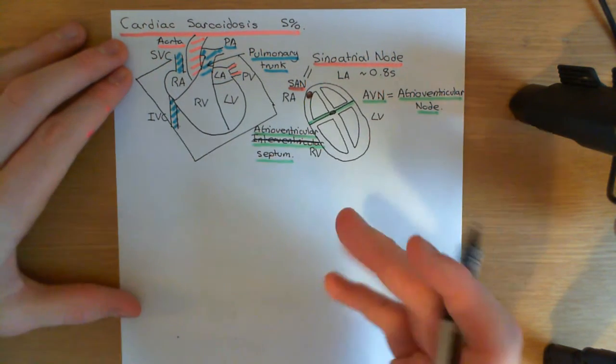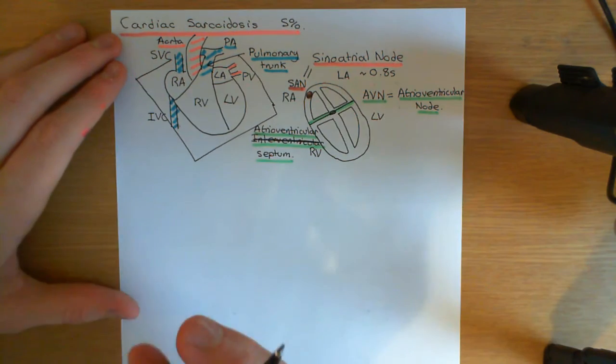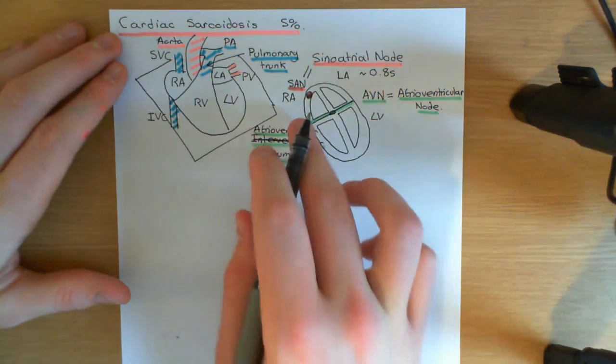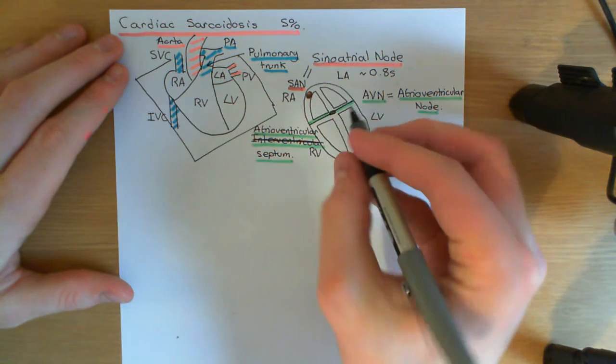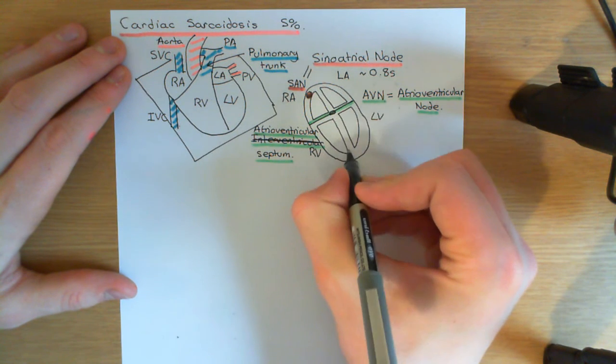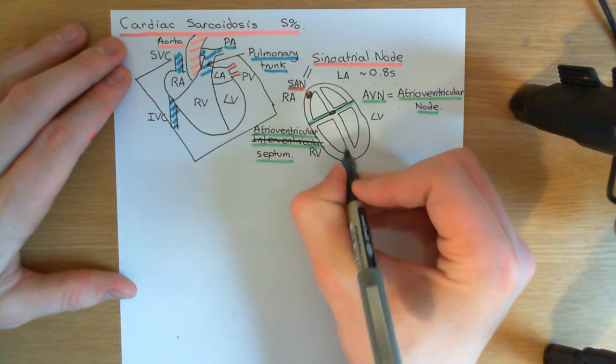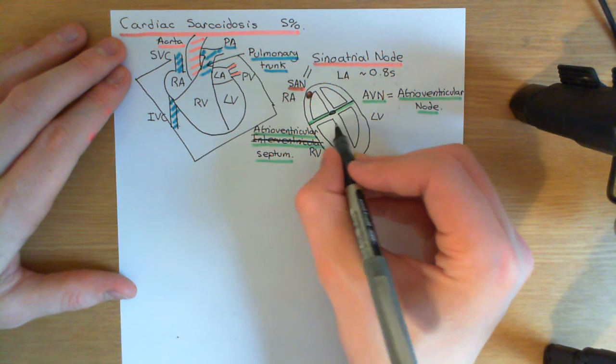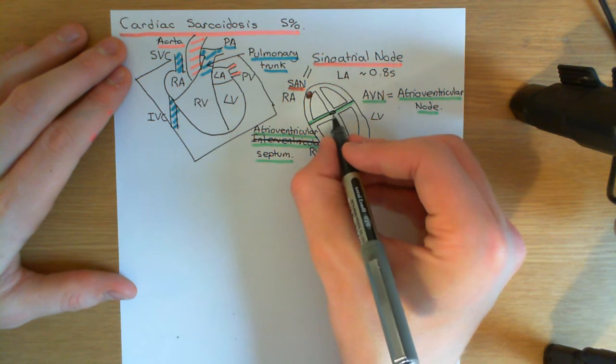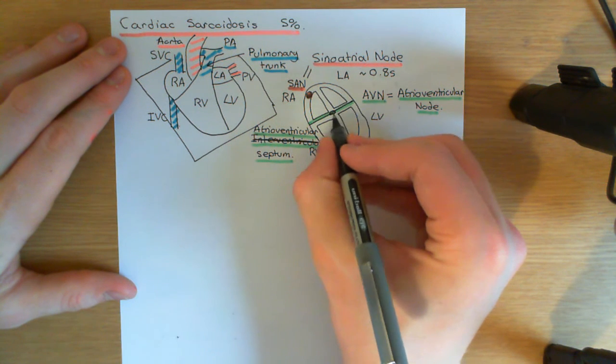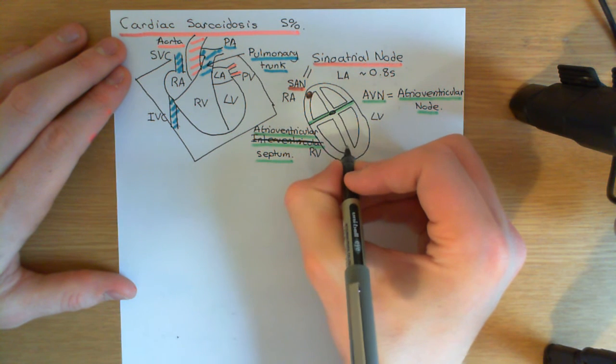Okay, now, where are they going to pass it on to? Well, they're going to pass it on to special muscle cells that are in the wall of the ventricles. This is the interventricular septum, this sheet of muscle in between the two ventricles. So they're going to pass it on to special cardiac muscle cells in this interventricular septum.